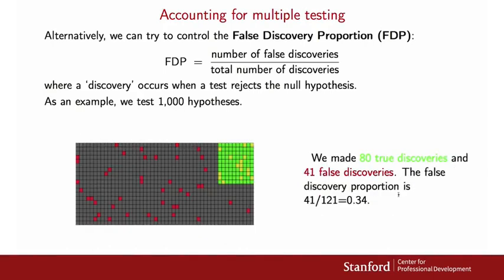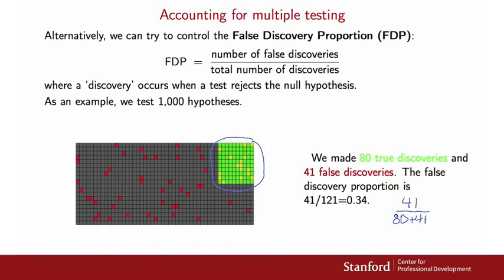So if we tally up the results of this procedure, then we see that in the area where the alternative is true, in the upper right corner, we made 82 discoveries and we missed 20. And then among the null hypotheses, we made 41 discoveries, which are false discoveries. So the false discovery proportion is the number of false discoveries, which is 41, divided by the total number of discoveries. There we have 82 discoveries and 41 false discoveries. So the false discovery proportion is 41 over 121, which is 34%.